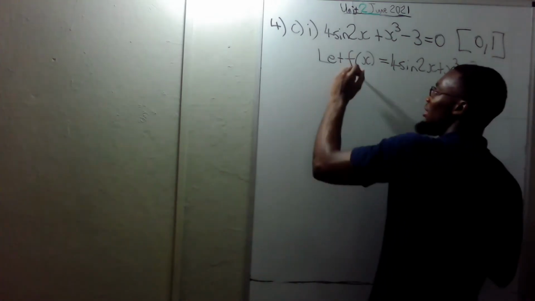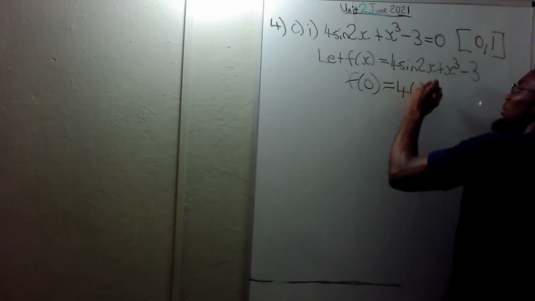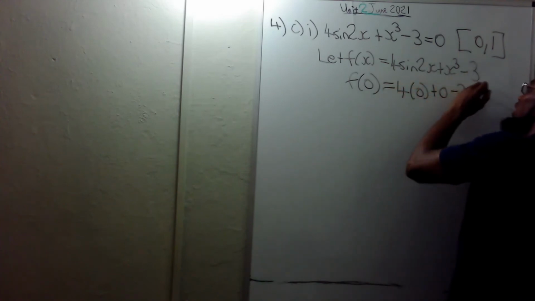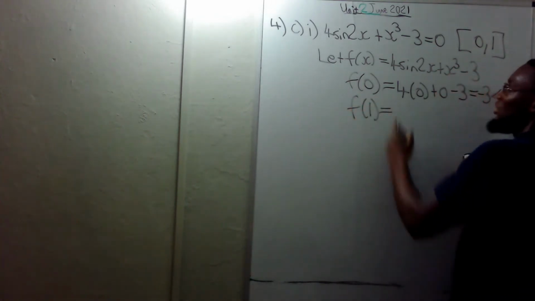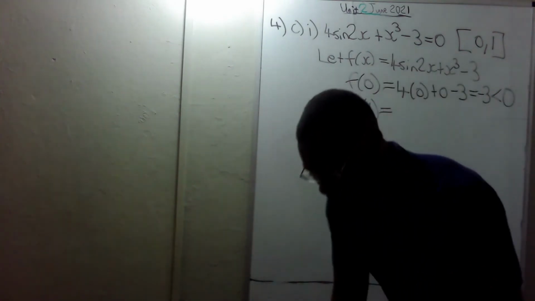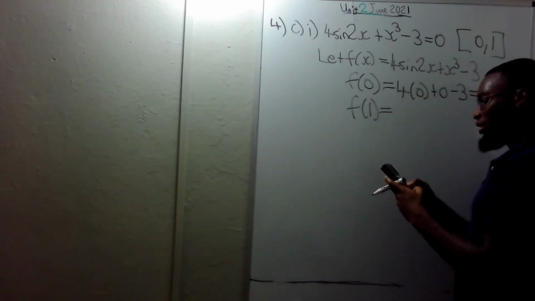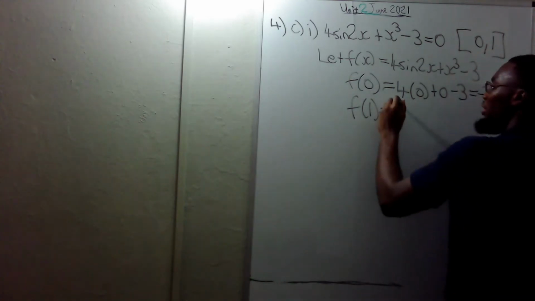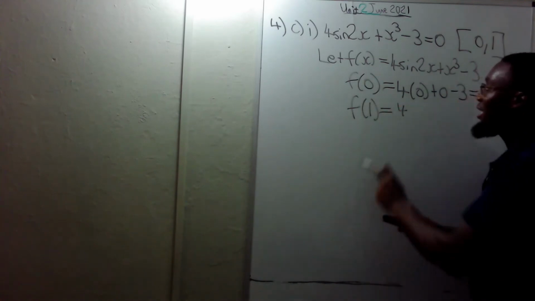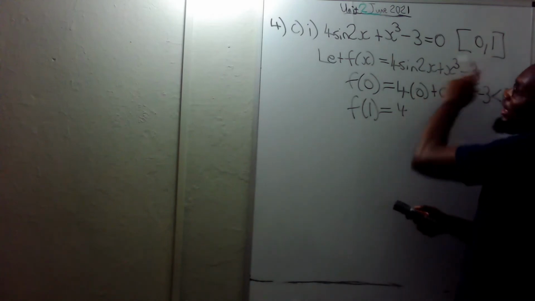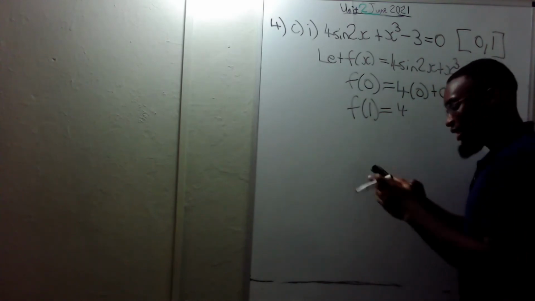So first thing is find f of 0. F of 0 is the sine of 0, which is 0, plus 0 minus 3, which is negative 3, which is less than 0. And f of 1, put in the sine in a calculator. Put it in radians. By the way, anytime you're working between 0 and 1 with something trig, put your calculator in radians.